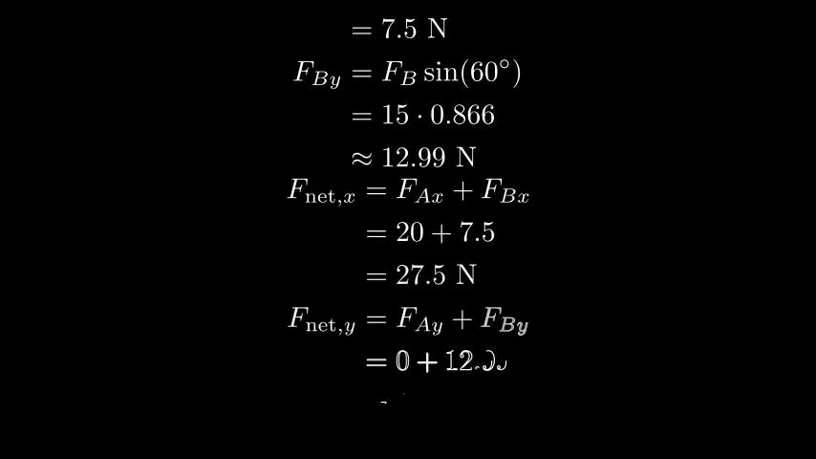Next, we calculate the net force by summing the components. The net force in the x direction is Fax plus Fbx, which equals 20 plus 7.5, giving us 27.5 newtons. The net force in the y direction is Fay plus Fby, which equals 0 plus 12.99, giving us 12.99 newtons upward. Since the block stays on the table, there must be a normal force that cancels out the net vertical force. So the motion is only horizontal.